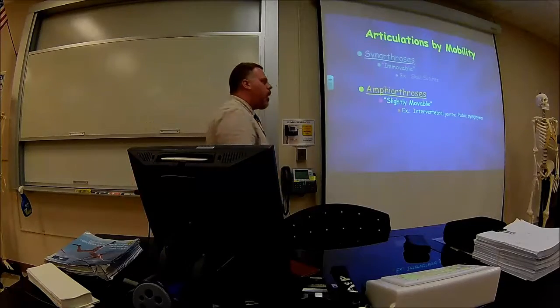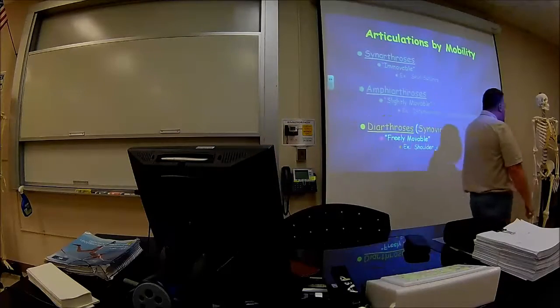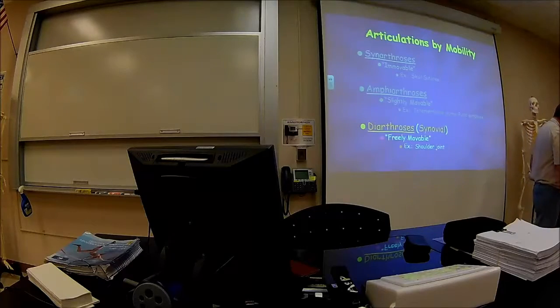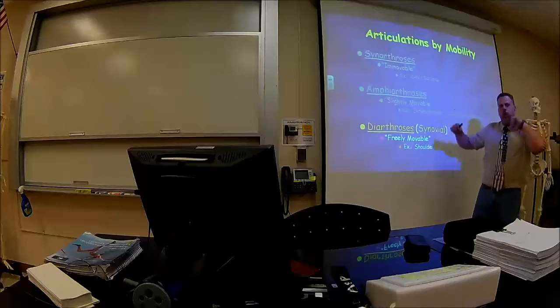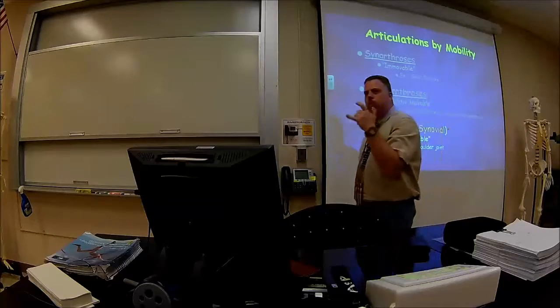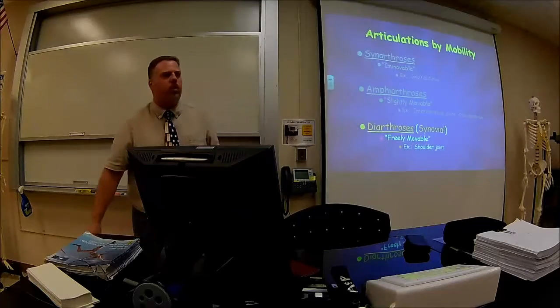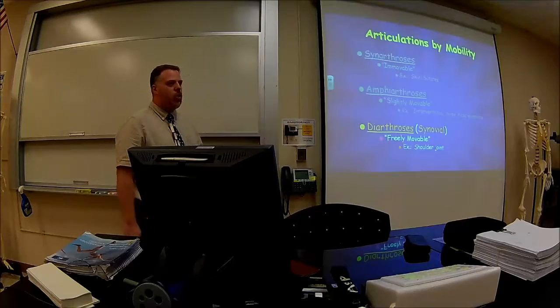But mostly in our body, we have very freely movable joints, and they're called synovial joints, also known as diarthroses. These are your shoulder joints, your hip joints, your finger joints. All right, these are mostly what's in your body, but we do have the other ones also.